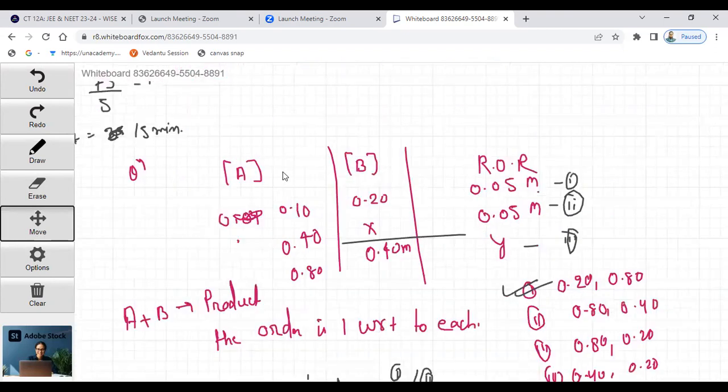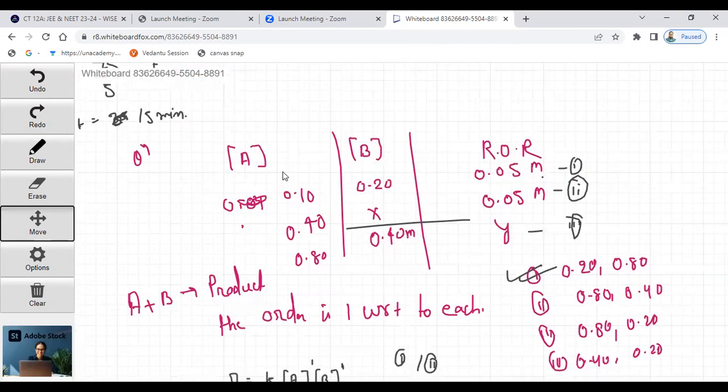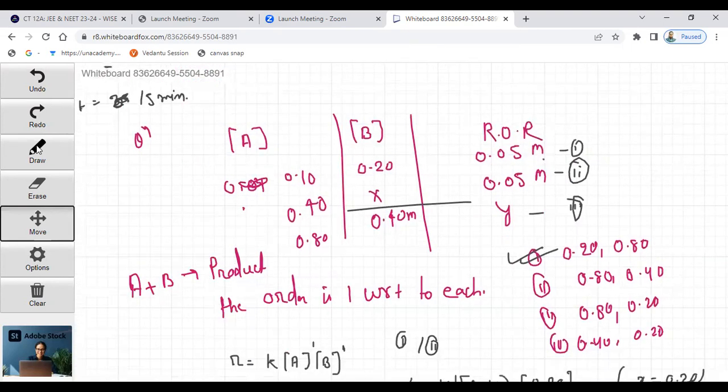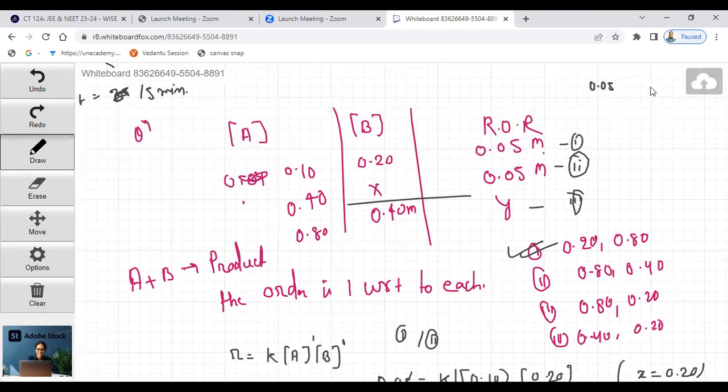It is written that 0.1, and suppose I write 0.05 is equal to K into X value, 0.1 into Y value, 0.2. Then for the second, 0.05 is the rate value. K into X value will be equal to 0.4, Y value will be equal to this value, X. If you divide first and second, this will be cancelled out. You will get the result that 1 is equal to 1 by 4 into 1 by 4, this value will be 0.2 divided by the X value.